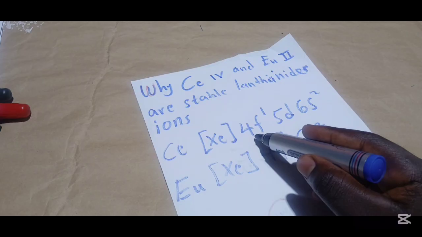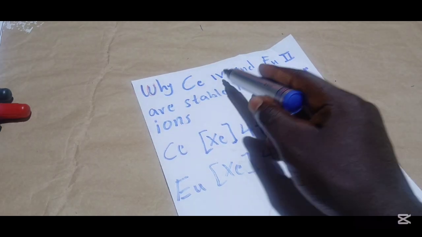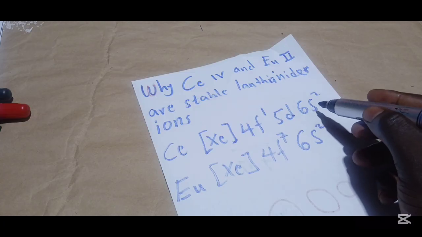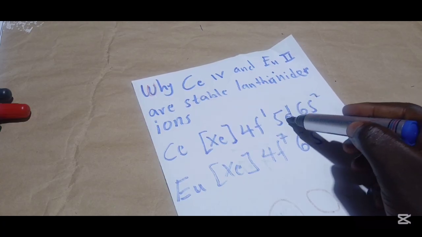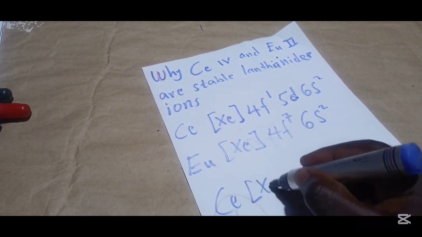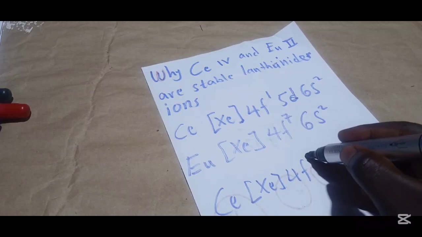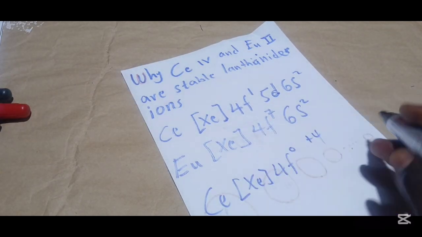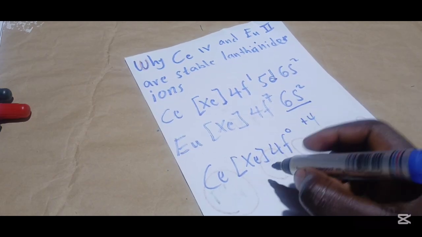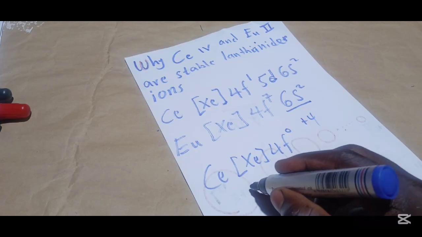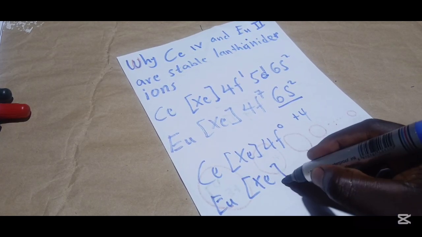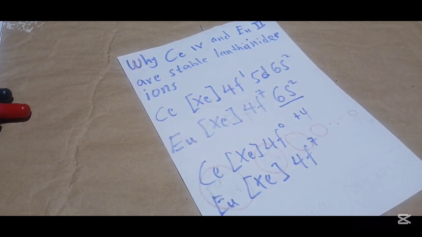So looking at the electronic configuration for cerium 4+, let's take cerium in the +4 state. We have two electrons here, one electron here, and so 3 and 4. So at the end of the day, cerium is going to be 4f0 at the +4 state. And for europium 2+, europium is going to lose the 6s2 electrons. So at the end of the day, we are going to get europium to be 4f7.